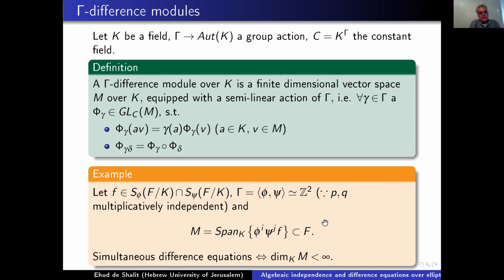And I should just say that in the non-commutative case, where gamma, say, is generally the Heisenberg group, in the case where phi was a q-difference operator and psi was a Mahler operator that I considered with Jose Gutierrez, then the assumption that should replace the assumption that F satisfies difference equations is that this module is of finite dimension.